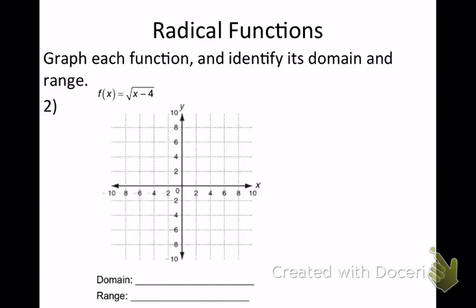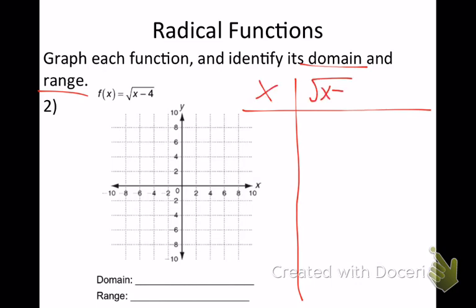Let's try number 2 on our own. It says graph each function and identify its domain and range. So start off finding the domain and range, and then you're going to make a table of values here. So you need x, and then you plug that into the absolute value of x minus 4, and that's what gets me my y value. All right, so take a couple seconds. Try this one on your own.